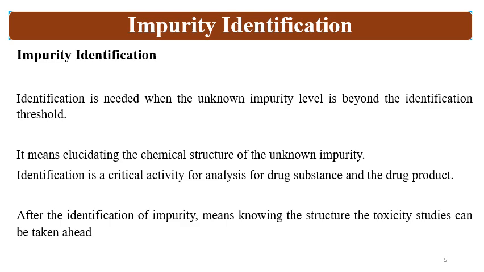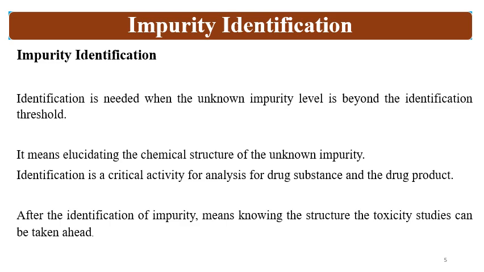Now impurity identification. Identification is needed when the unknown impurity level goes beyond the identification threshold. For example, if your formulation or drug substance contain the unknown impurity, and if the limit for unknown impurity is 0.2% as per the identification threshold, and if you found that the impurity goes beyond the 0.2% level, then the identification is required.